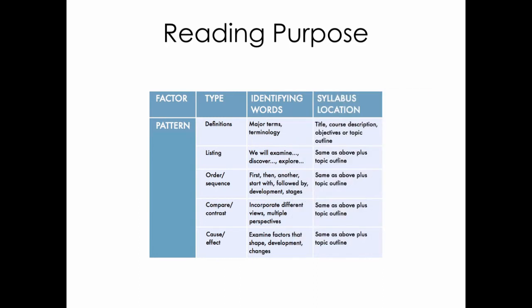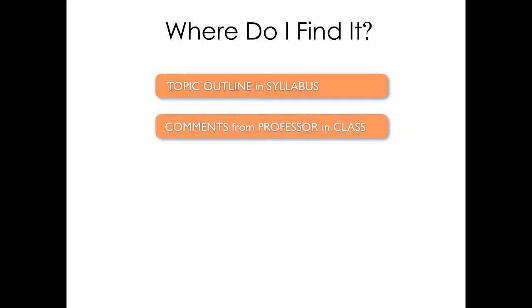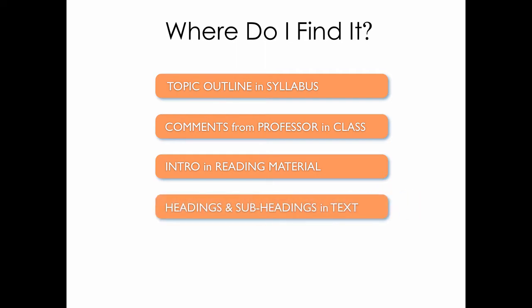So again, where can you look to help you determine your reading purpose? Well, that's easy. Start with the syllabus. In addition, the purpose may be gleaned from comments the professor makes in class, in the introduction or objectives of the reading material itself, or use the headings and subheadings, or in the chapter summary. But do you really have to read the entire chapter?